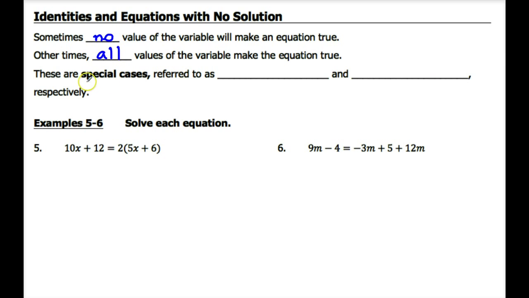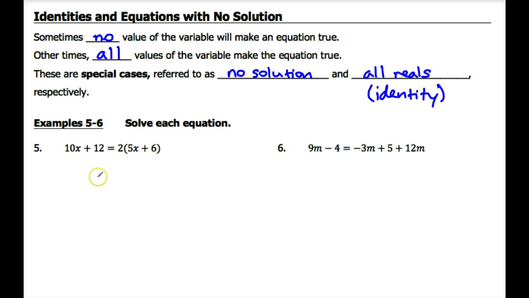And so again, these are called your special cases, and we refer to them as either no solution, that would be the first case when no number makes the equation true, and all reals. That's when all values make the equation true. Sometimes we also call all reals an identity, so you may see me jumping back and forth between those two terms. These both mean the same thing.